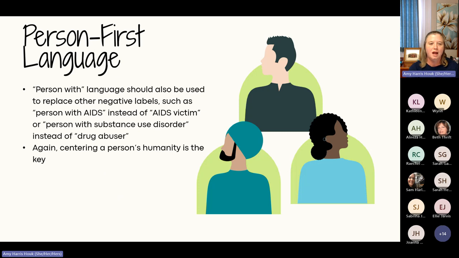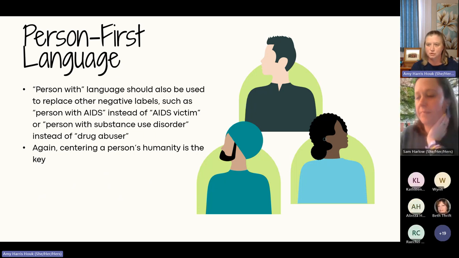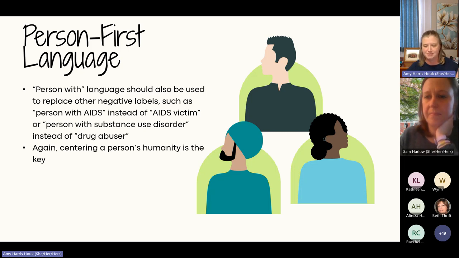forgot I had another slide. It can also be used to replace other negative labels. So this example here is AIDS victim, drug abuser, and those are both kind of things that don't sound like we're talking about a person, right? AIDS victim. It's sort of an abstract concept. And also it's a negative connotation. So a person with AIDS would be a more human-centering term.